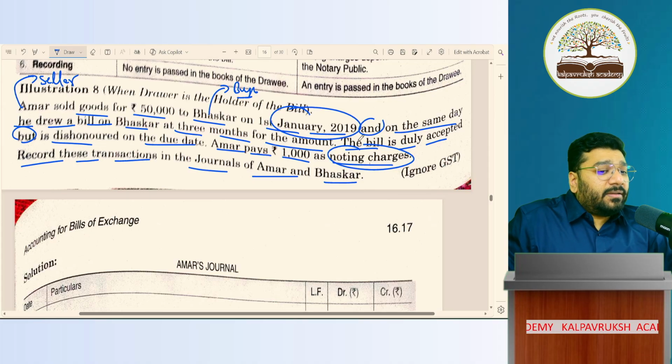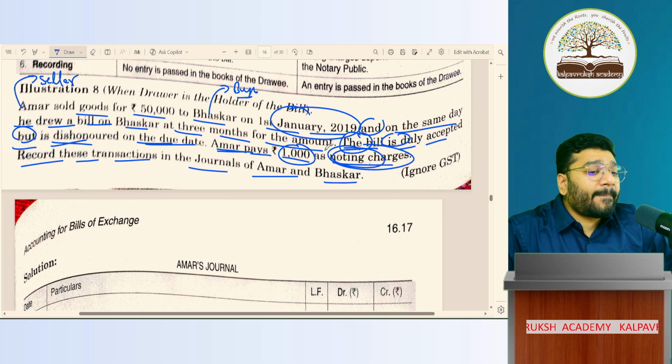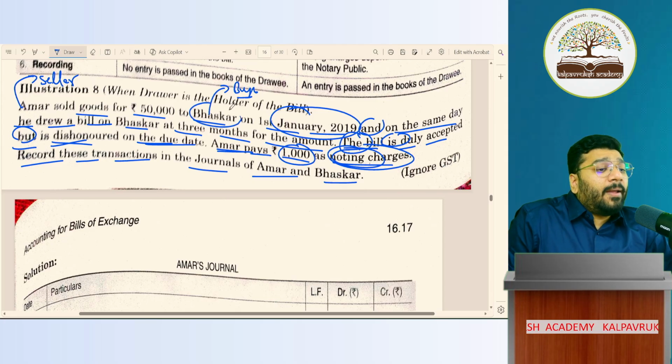The question says that the bill is duly accepted but is dishonoured on the due date. Amar pays 1,000 as noting charges. Who's Amar? Seller. Now, the bill is dishonoured. Have they told in the question who's the person behind the dishonourment or what is the reason? No. Nothing mentioned means we will always assume that the dishonourment has happened because of non-payment.